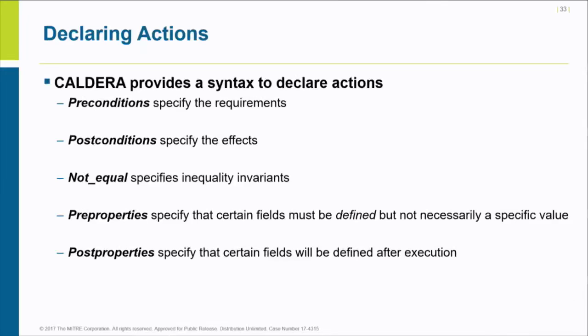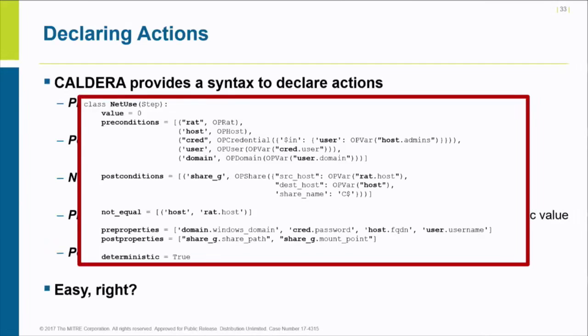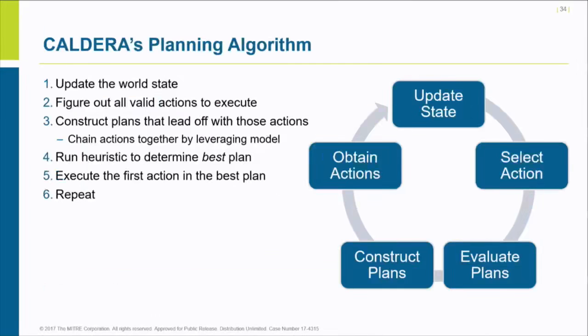So we have a data model, that's awesome. Now we need a syntax to actually declare the actions, and so Caldera also has a syntax with which we describe the preconditions and postconditions. We have preconditions, postconditions, a not equal invariant, and then pre-properties and post-properties. To be very honest, it's a little confusing. We have documentation available online that can describe it a little bit better, but I just wanted to flash real quick, say that there is a syntax, it works, but if you're interested, we have more stuff online.